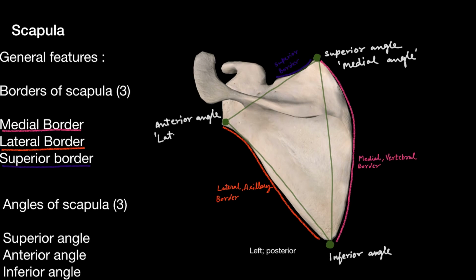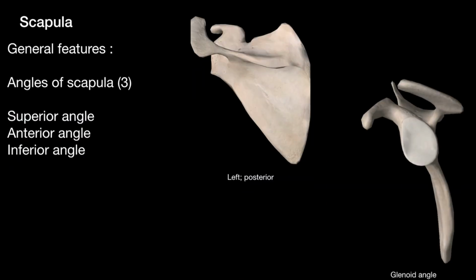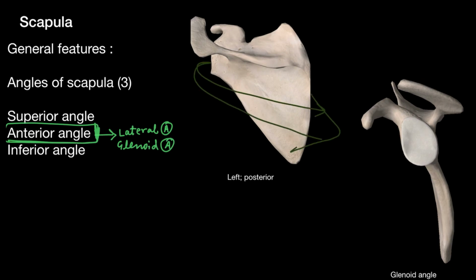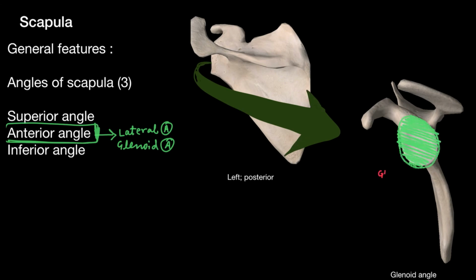Inferior angle is formed when the lateral and medial borders join together. Last one is lateral angle. It is also called anterior angle or glenoid angle. Superior border and lateral border join together and form lateral angle. In the lateral view, we can see an oval shaped structure which is called glenoid fossa. To glenoid fossa, upper part of the humerus is attached and it forms the shoulder joint.